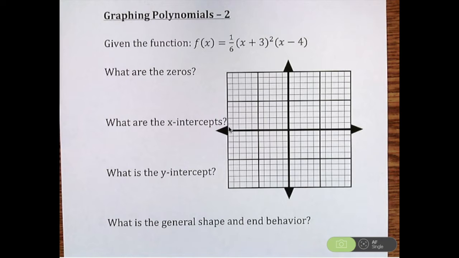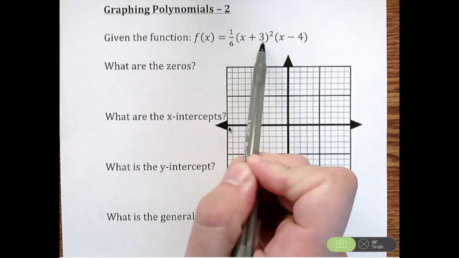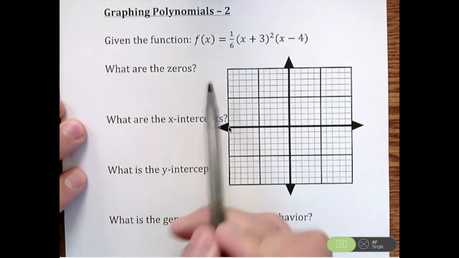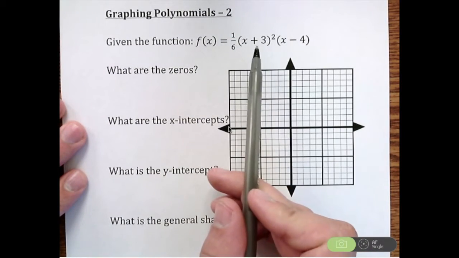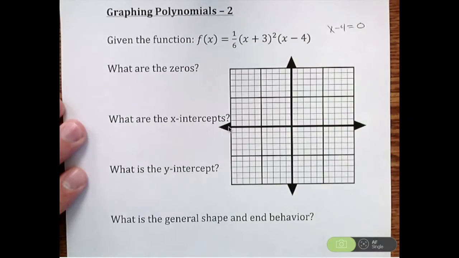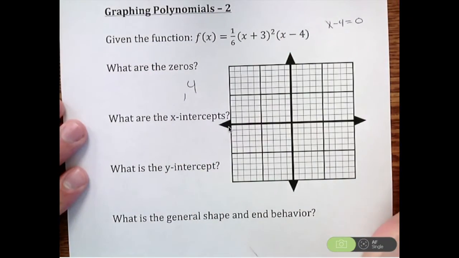Alright, this is my second video on graphing polynomials. So I have another function here, f of x equals 1/6 times (x plus 3) squared times (x minus 4). The first thing we're going to do is start off with zeros, and zeros come from your factors. So for example, if you have x minus 4 there, you take x minus 4, set that equal to 0 and solve. So you get positive 4 from that.